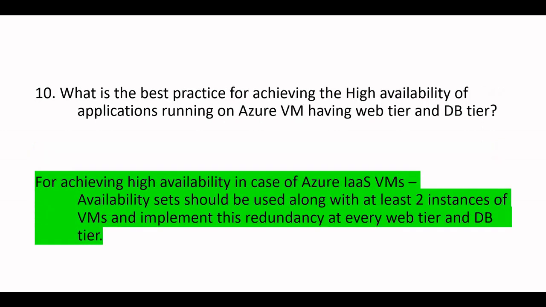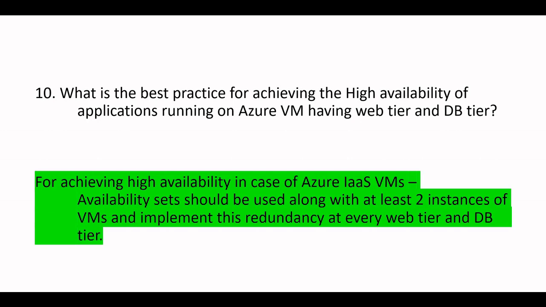The question is about an application running on Azure VMs having a web tier and a DB tier. For achieving high availability, as you all know, availability sets can be used. For achieving high availability in the case of Azure VMs, availability sets should be used along with at least 2 instances of VMs, and this redundancy should be implemented at every web tier and DB tier. Let me explain further. If we use availability sets, it will definitely give us high availability.